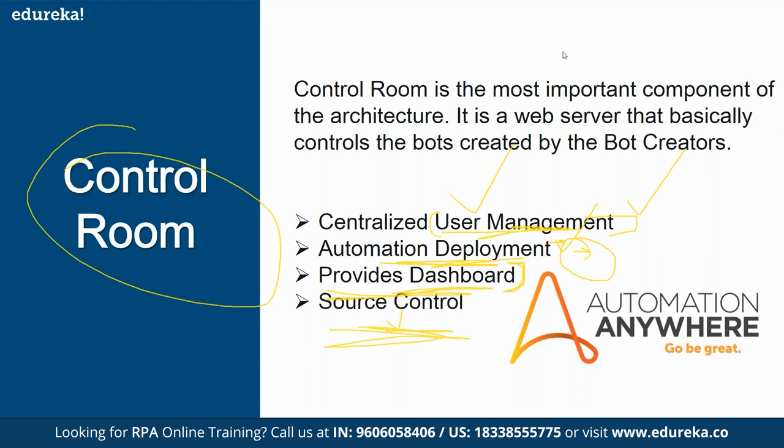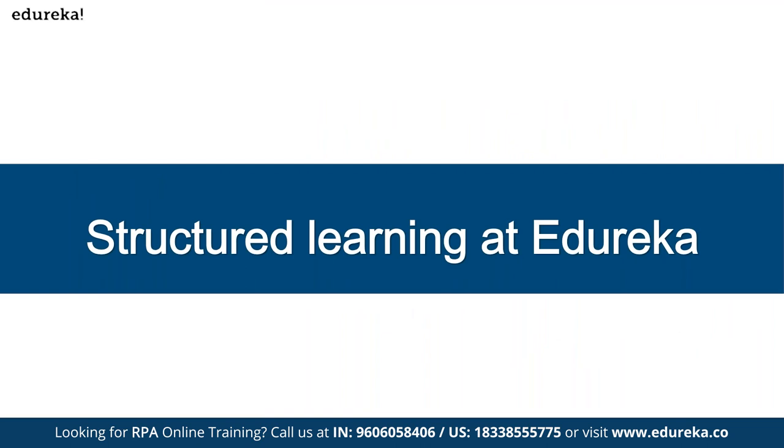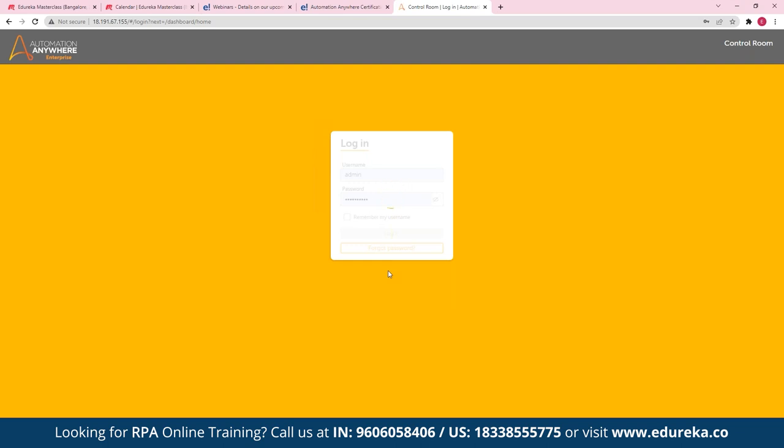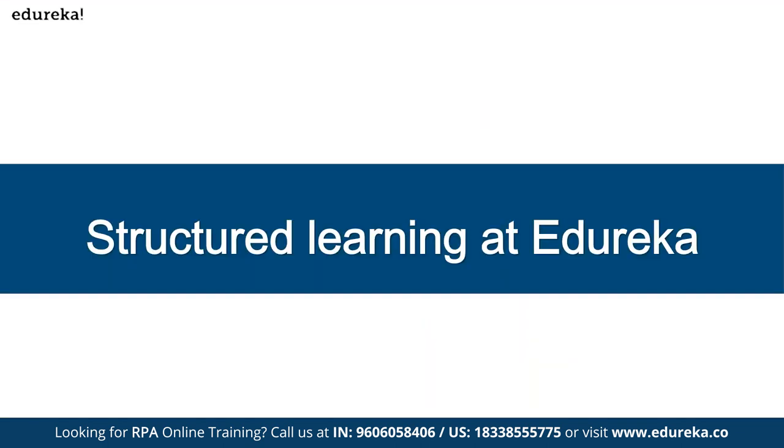Okay, all right, so let me log into the Automation Anywhere control room and show you how it looks. So this is the control room URL. The control room is a web application, guys, a web-based application, like how the Orchestrator is in UiPath. Let me log in as an admin. Okay, so it is taking a bit of time. Generally it would be fast.